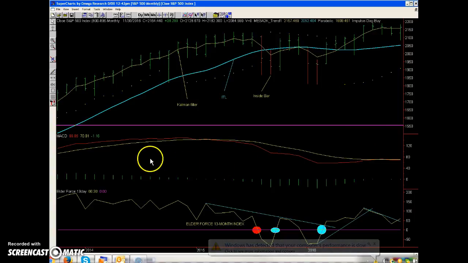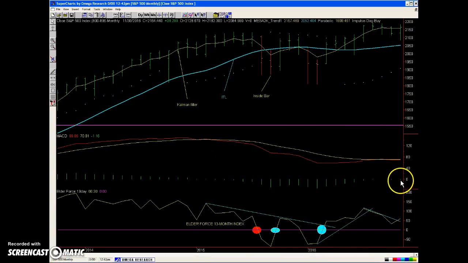In the middle of the chart, we have MACD. MACD is hugging the zero line. It's a little below, at minus 1.16 right now. So we need some more impetus here, impulse, I should say, in order to get this MACD moving up if we're going to continue an uptrend.